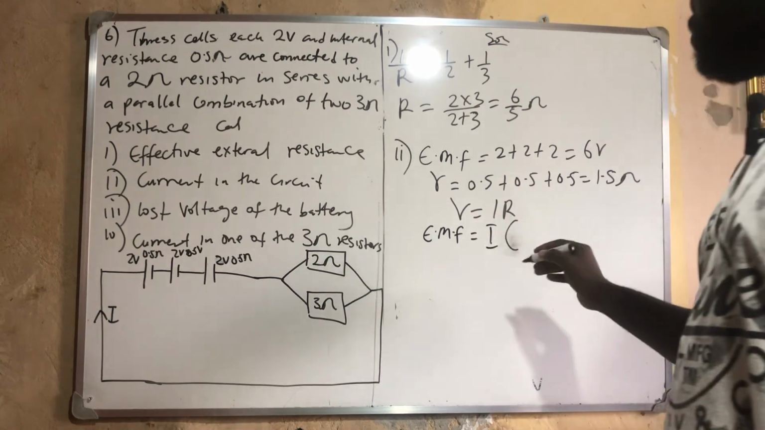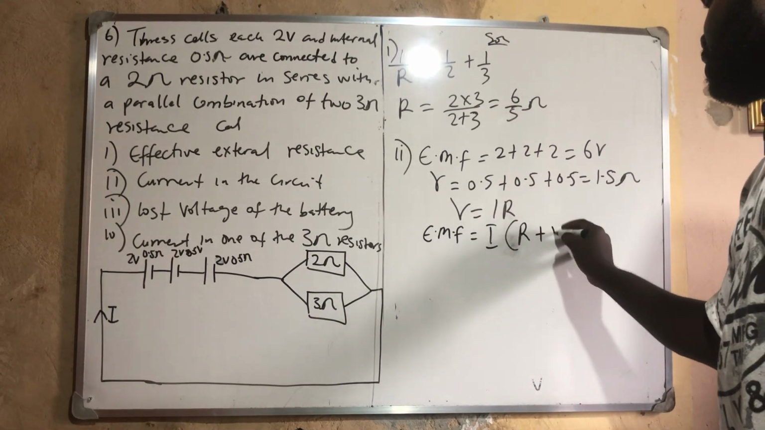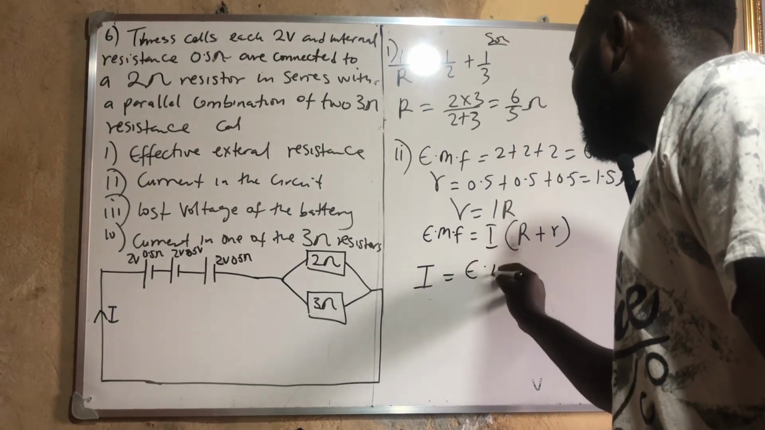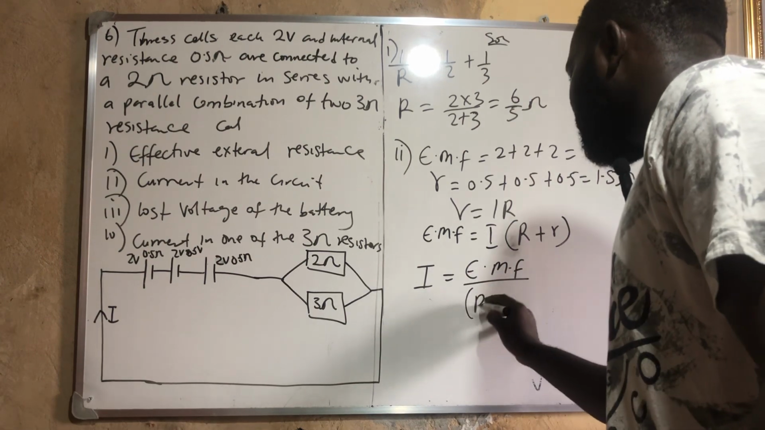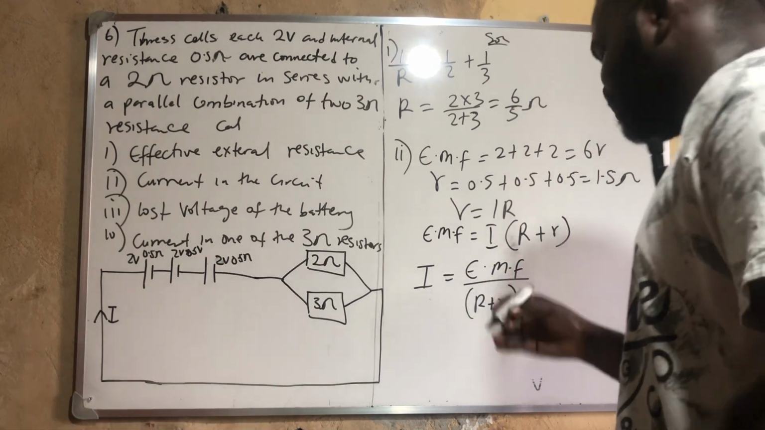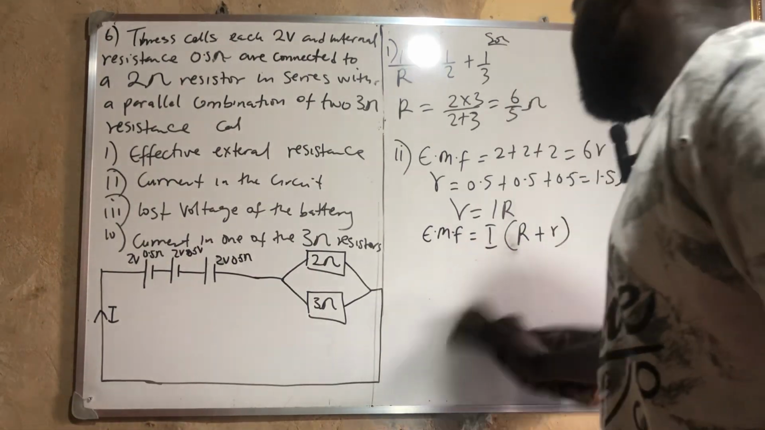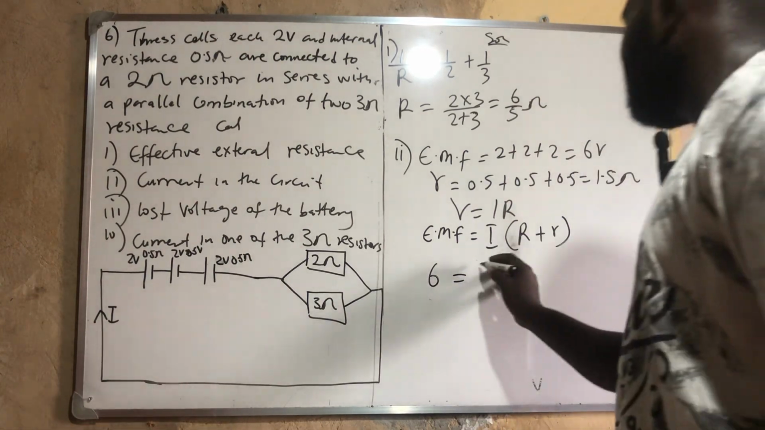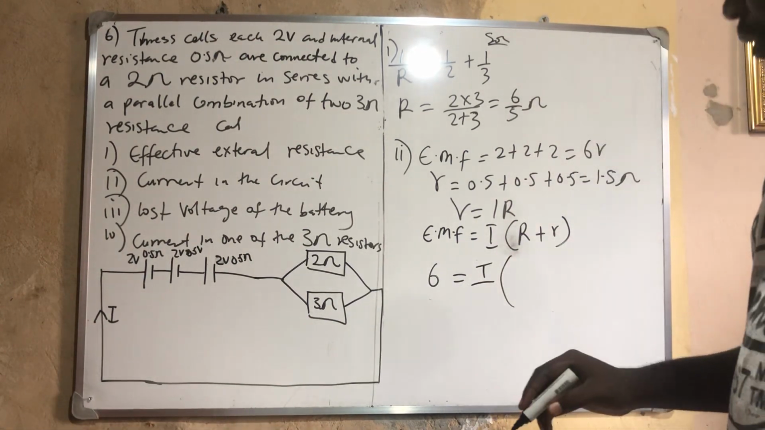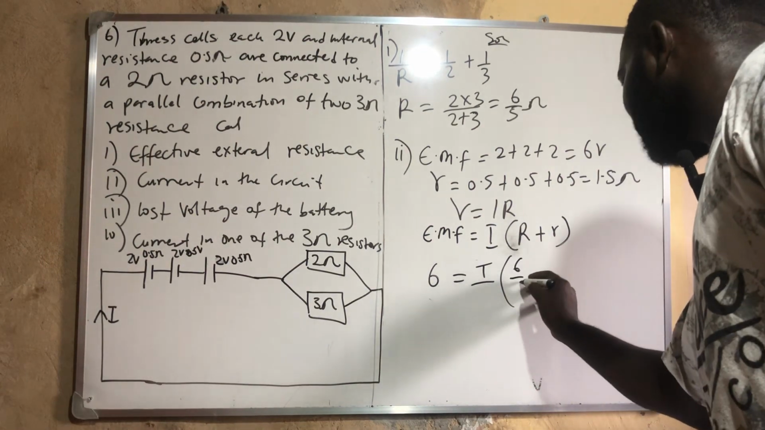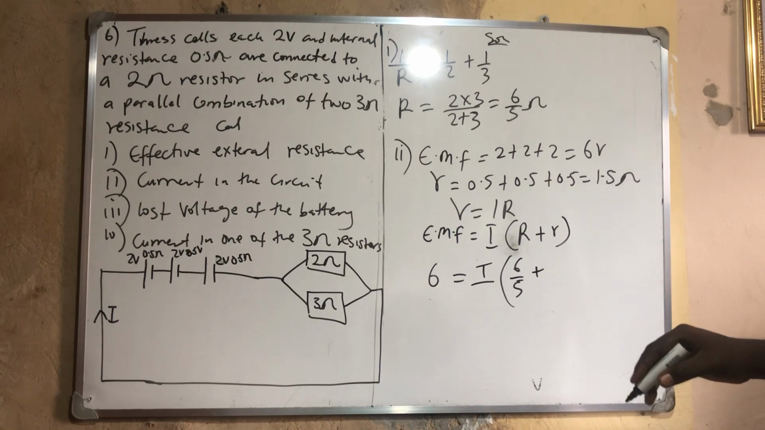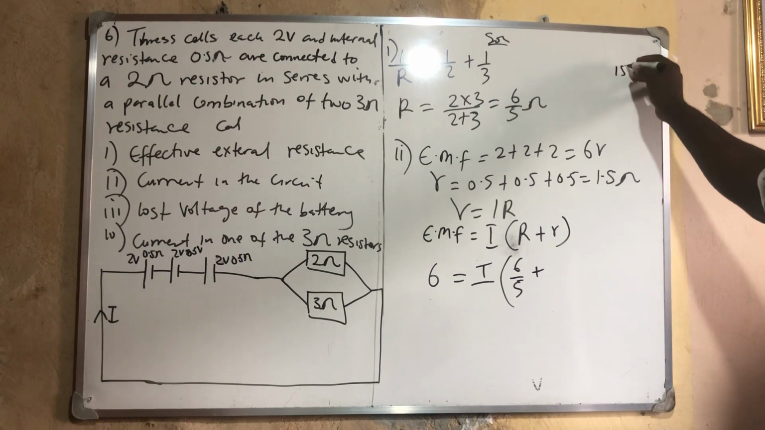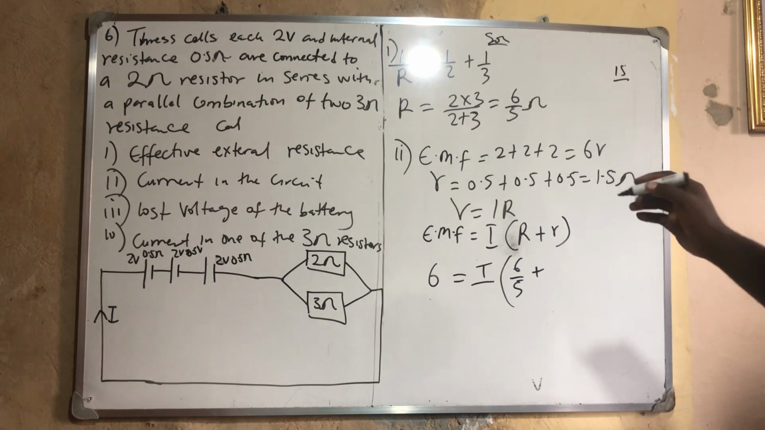Then my R is now the combination, the big R plus the small r. So what do I have now? I'm looking for my I now. My I will now be what? EMF all over what? R plus r. So what do I have? Or rather, let me put in everybody first. My EMF is 6. 6 is equal to my I, I'm looking for my I, in bracket my big R is 6 over 5 plus my small r is 1.5. 1.5 means 15 over.